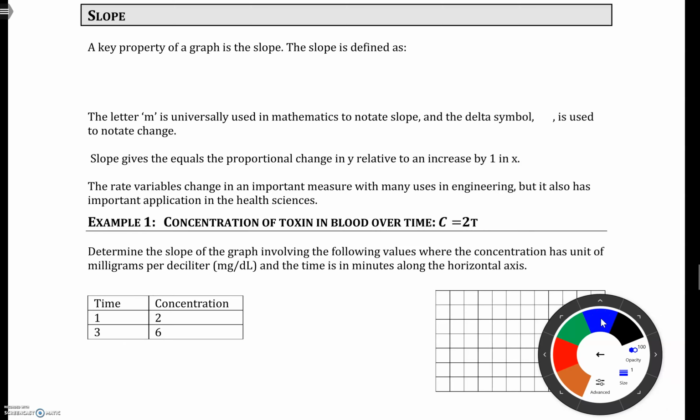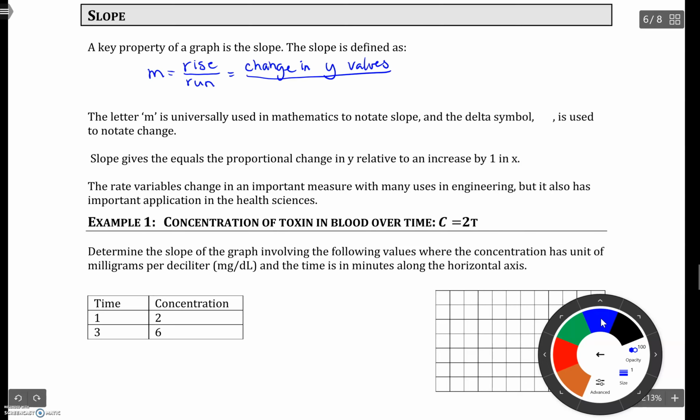This next video focuses on calculating slope. Slope is defined as the relative change, the ratio between the rise between 2 points to the run between 2 points, right? So it can be thought of as a ratio of the change in y values compared to the change in x values between the same reference points.